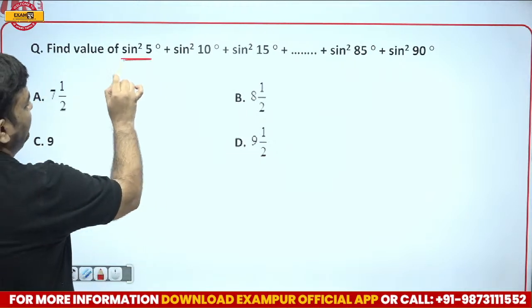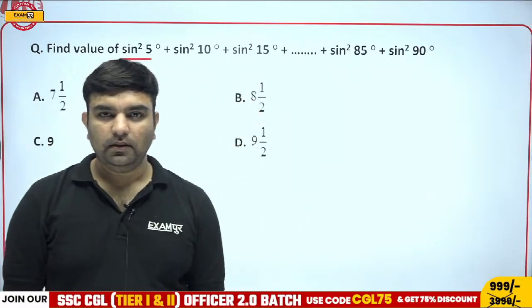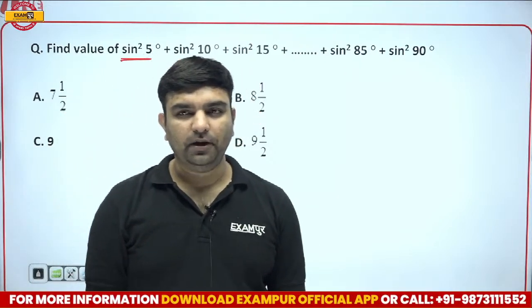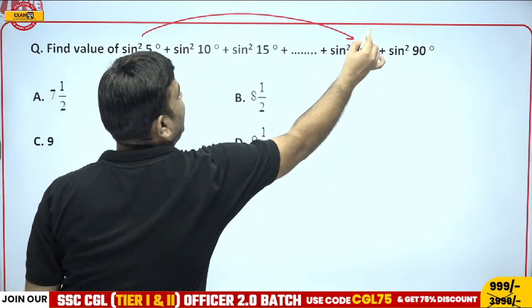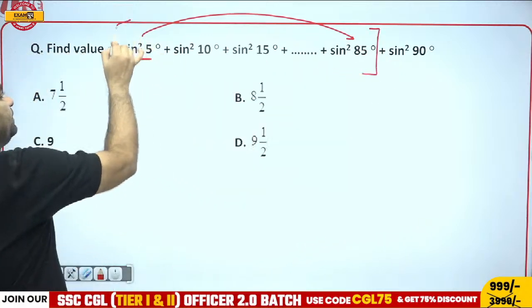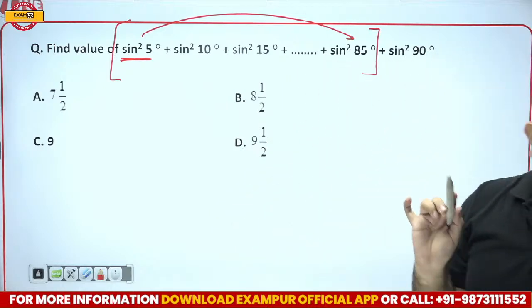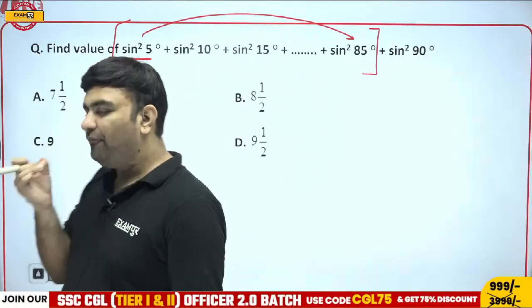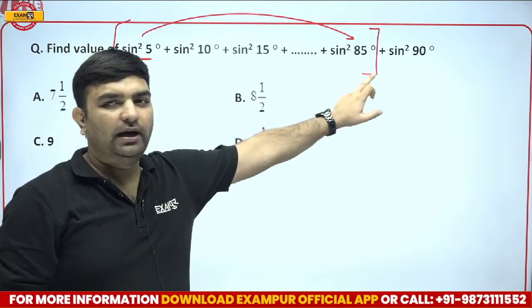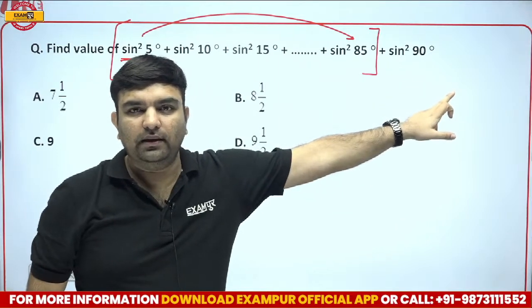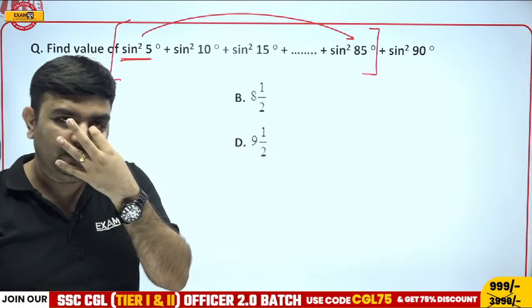Guys, first term is 5, last is 90. But 5 and 90 are not a complementary pair. 5 and 85 are a complementary pair. So break the question into 2 parts. This is the first term for you, this is the last term for you. Whatever is the value of sine 90, we will add it individually.